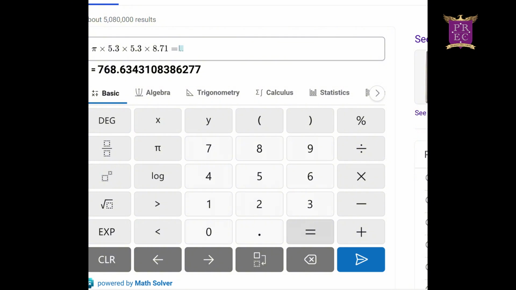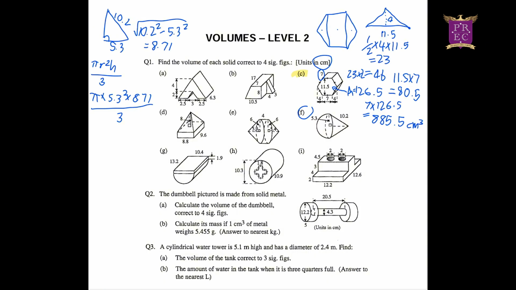Gives us 768.63, but that's just the volume of the cylinder. We need to find the volume of a cone, so we need to divide it by 3. So let's go back and divide everything by 3. Whoops. And that should give us 256.21. That's the volume of the cone. So we'll just go back here. Volume of the cone is equal to 256.21.